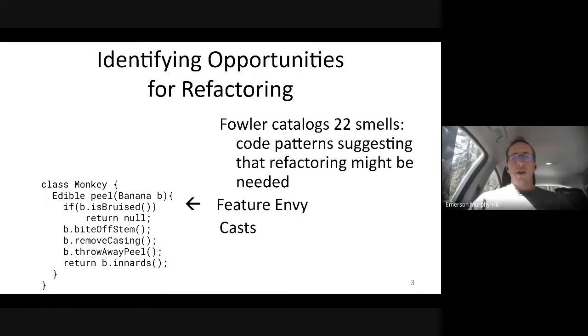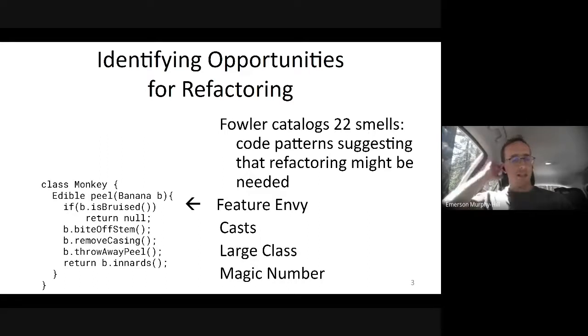Other smells Fowler identified: casts are a smell, and having a class that's really big is a smell. Also, he said magic numbers that appear in your code and don't have any particular explanation for why they're there are a smell. They're magical. For those numbers, you ought to consider extracting a constant, for example, to give a descriptive name.